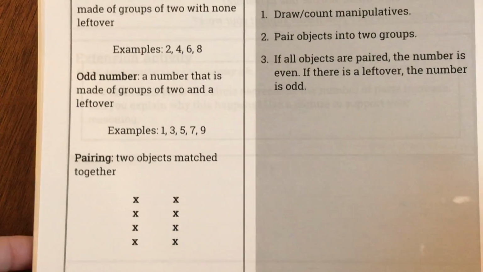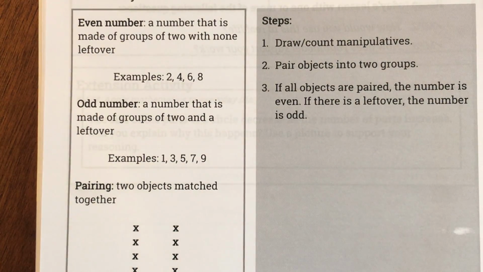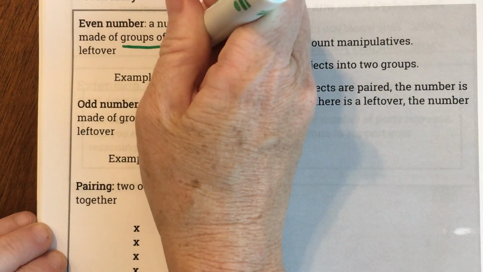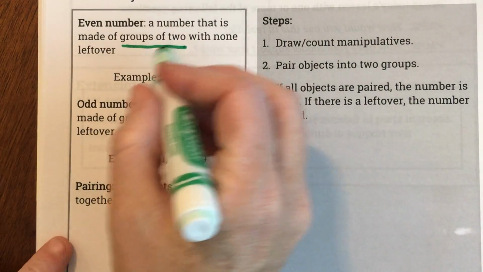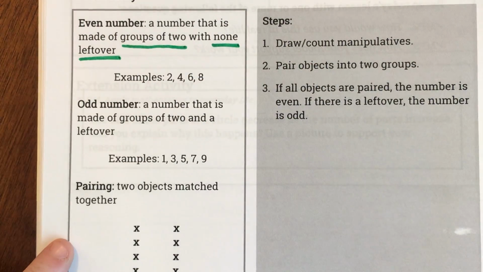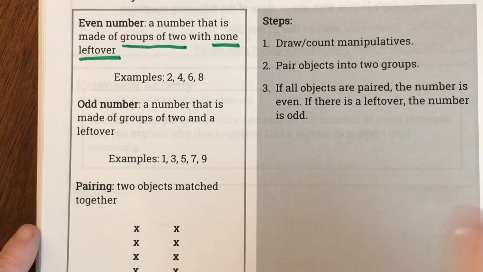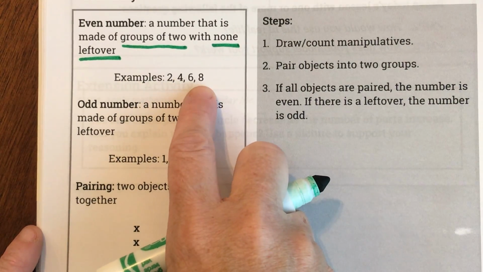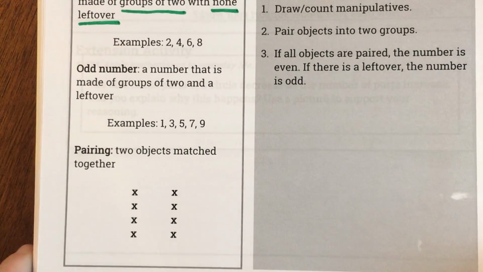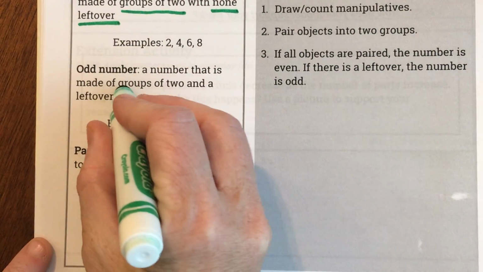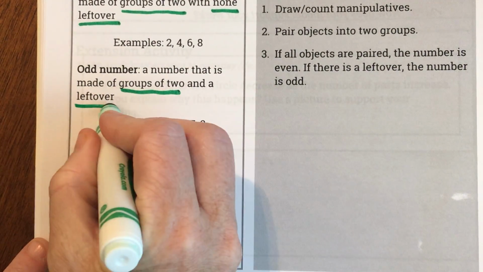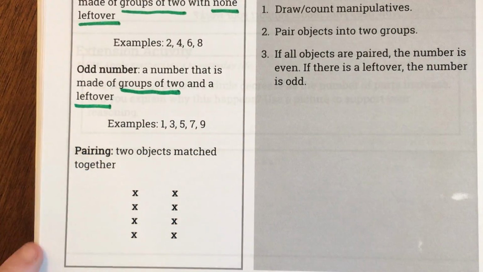Okay, so in our vocabulary, they kind of remind us what these are. An even number is a number that is made of groups of two. I want us to underline groups of two because that's how I find it, with none left over. So there's no leftovers in an even number. Okay, and they give us some examples: 2, 4, 6, 8. An odd number is a number that is made of groups of two and it has a leftover. Okay, so we're going to practice doing this today.